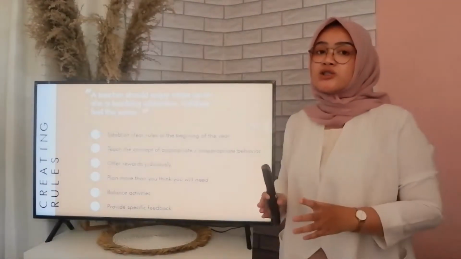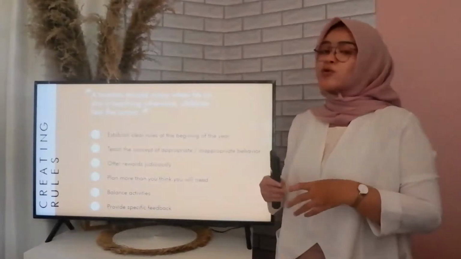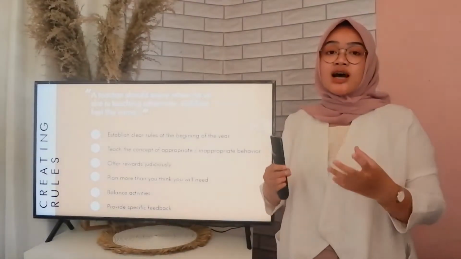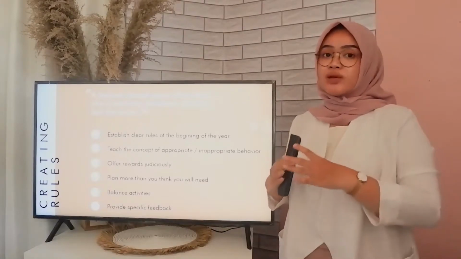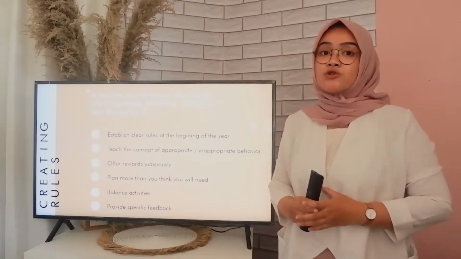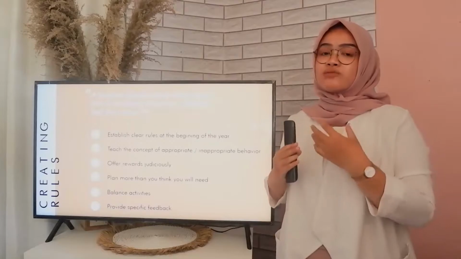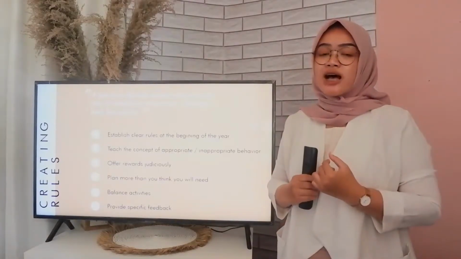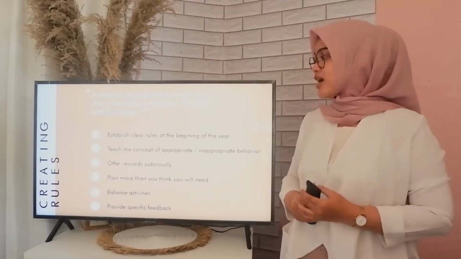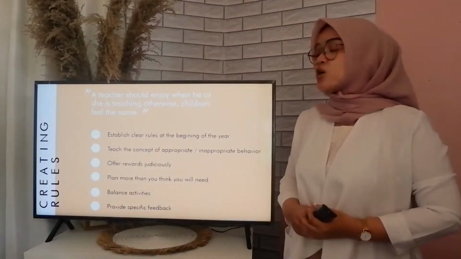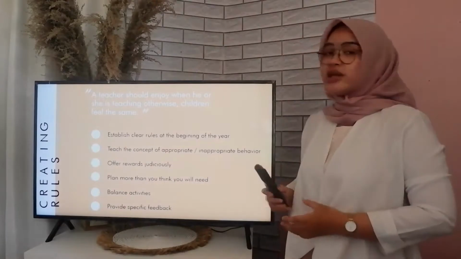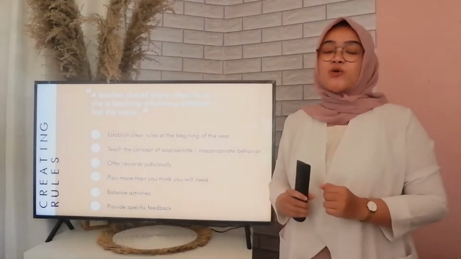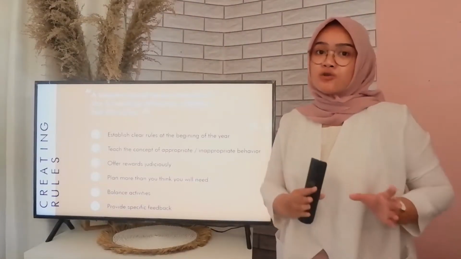Creating rules is usually done at the beginning of the semester. In the first meeting, we usually do not study in the class. Instead, we make some rules in the classroom. The next is to teach the concept of appropriate and inappropriate behavior. So we teach the do's and the don'ts in the classroom.